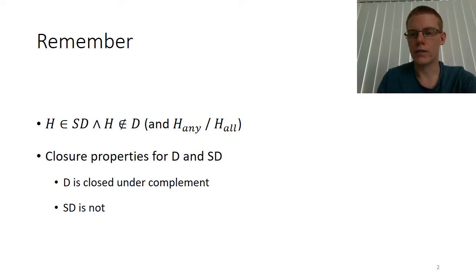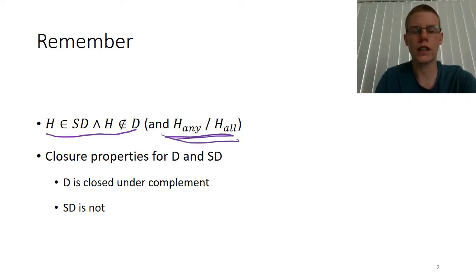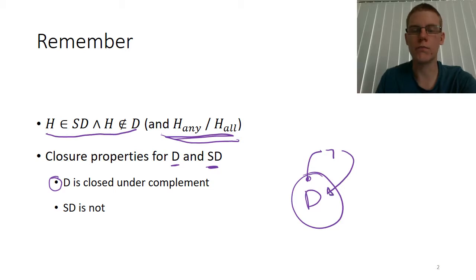So a few things to remember. The halting problem is semi-decidable and not decidable, and the same is true for the H-any and H-all problems. And we also need to remember the closure properties for the set D and the set SD, so the set of decidable and the set of semi-decidable languages. We know that the decidable languages are closed under complement. So if we take all of the decidable languages and we take one of those and we complement it, then the resulting language must be decidable. But we know that the semi-decidable languages are not closed under complement.